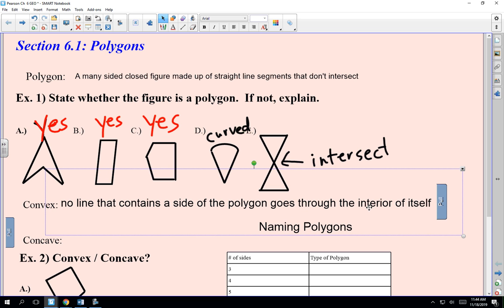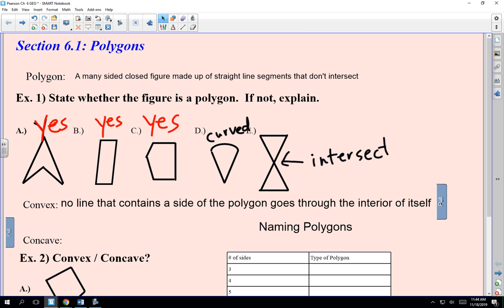You see it now? Okay. So it's no line that contains a side of the polygon goes through the interior of itself. That's what convex means. Some people just say it's the opposite of concave. Concave is not convex, well, we went a different direction on it. But concave means it goes in. Think about a cave, right? You're going into a cave. If you think about a skateboard deck, it might go like this a little bit on top of the deck. It would be concave, and convex would be popped out.